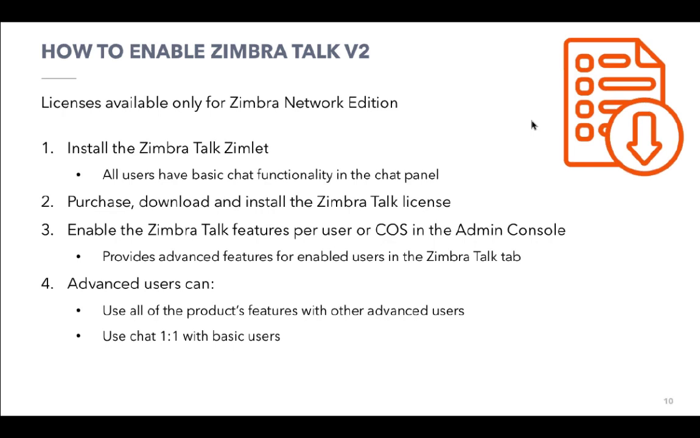How do you enable Zimbra Talk? Licenses, as I said, are available. Zimbra Talk is enabled on a license of Zimbra software. When you install the Zimbra software, it gets installed, and if you purchase Zimbra Talk, you just need to go to your class of service in the admin console and enable Zimbra Talk and enable users who will fall under that specific class of service. So you don't have to do a lot in terms of administration or enabling Zimbra Talk. Just go to the admin console and enable the Talk advanced features.